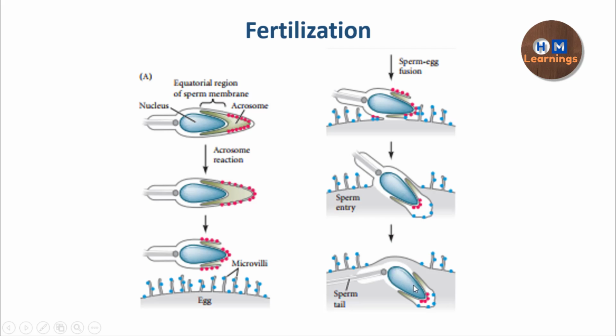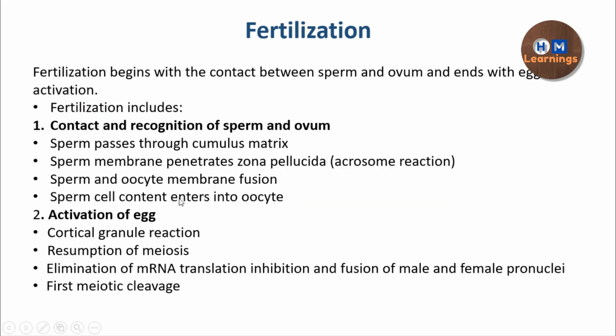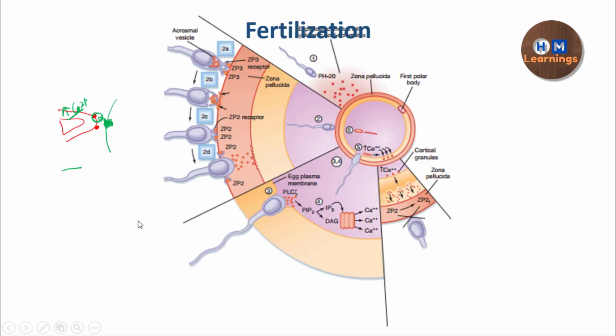So the sperm content, such as the nucleus of the sperm, then the middle piece which contains the mitochondria, the centriole, and the tail will enter inside. So this is how you can see here what has happened: the sperm finally entered inside but leaving behind the sperm cell membrane, only the sperm content will enter inside the oocyte. So once it enters inside the oocyte, the next thing that happens is the activation of the egg.